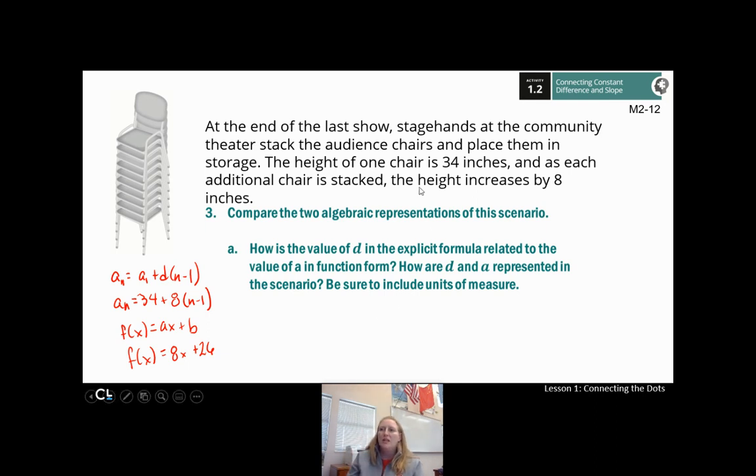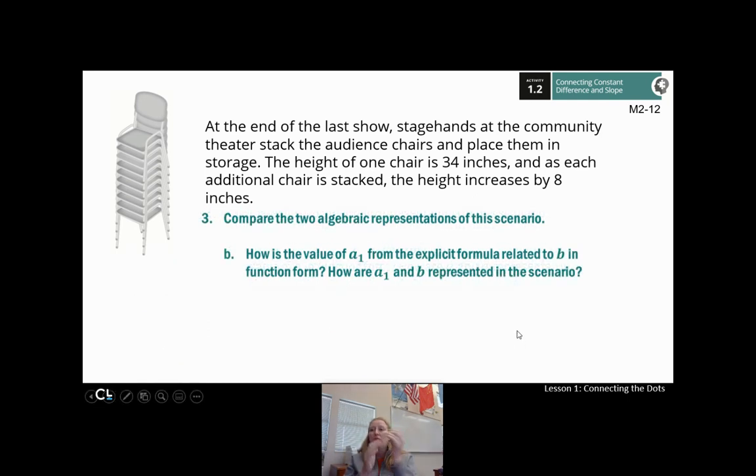Of course, they're the same, right? The value for our common difference is 8, and the value for our a value is also 8. I'm just going to make sure I throw in those units of measure. So the value of d and a both represent what we'll call the unit rate. In this case, it would be 8 inches per chair that you add on to your stack.